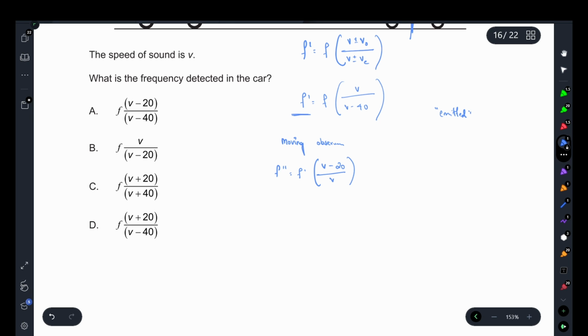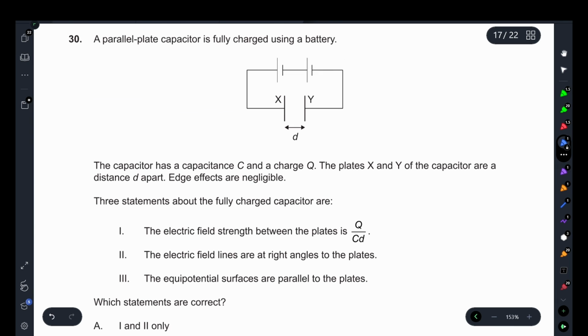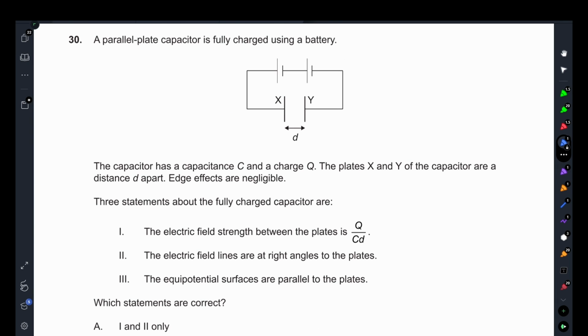So let's solve for f double dash. F double dash is equal to f into v by v minus 40 times v minus 20 by v. Cancelling out, we get option A. F double dash is equal to f times v minus 20 by v minus 40. Question number 29, option A is the correct answer. Moving on to question number 30.